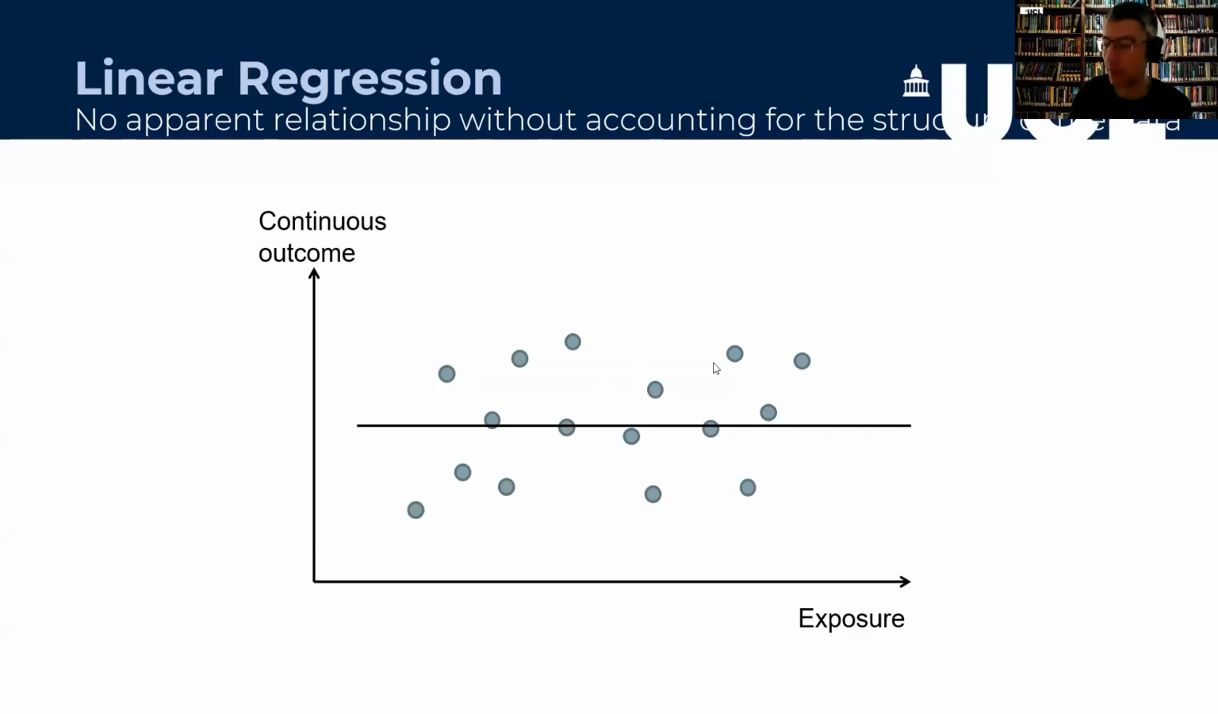So let's assume that we have about 16 observations with a certain continuous outcome and a certain exposure. If we don't account for the structure of the data, it really looks like there is no relationship at all between these two variables. So if you were to fit a straight line, this would be parallel to the exposure, suggesting no correlation and no linear relationship between these two variables.